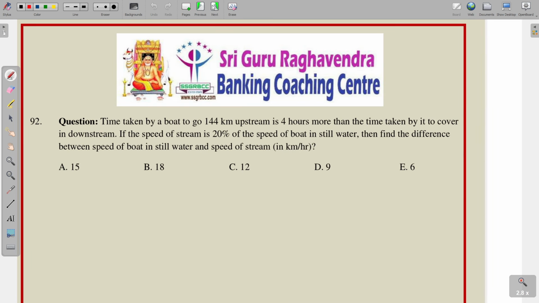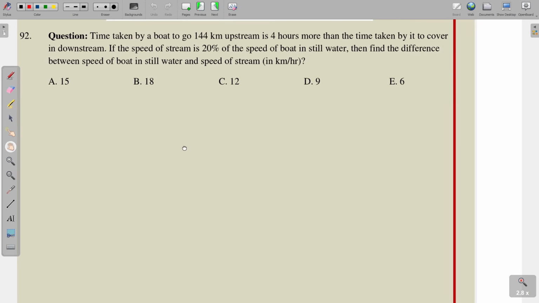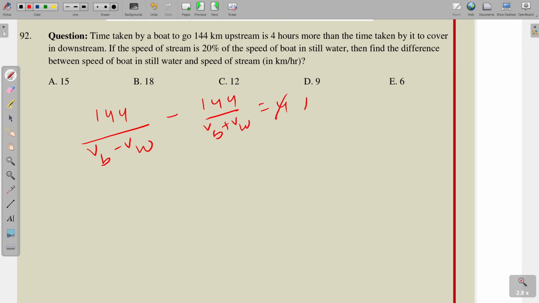Next question. In this question, the time taken by the boat for 144 kilometers upstream, meaning boat minus water, and the difference between upstream time and downstream time on the same distance, for downstream, boat plus water, is 4 hours. After cancellation, 4 once, it is 36. Next, they given that the speed of the stream is 20% of the boat.